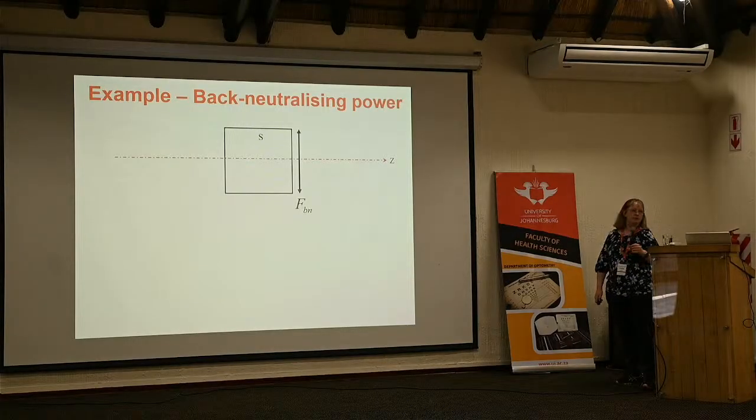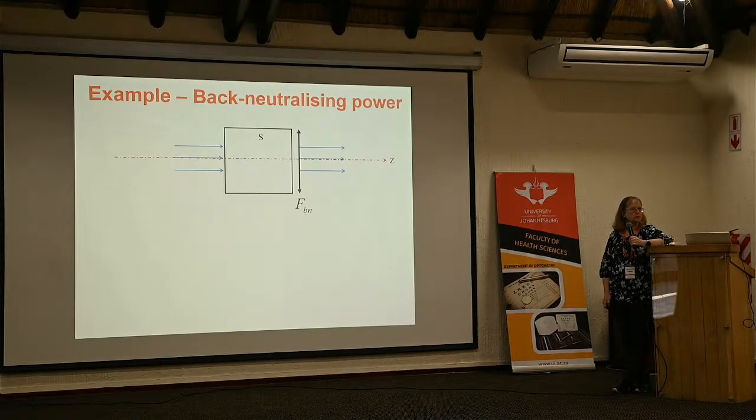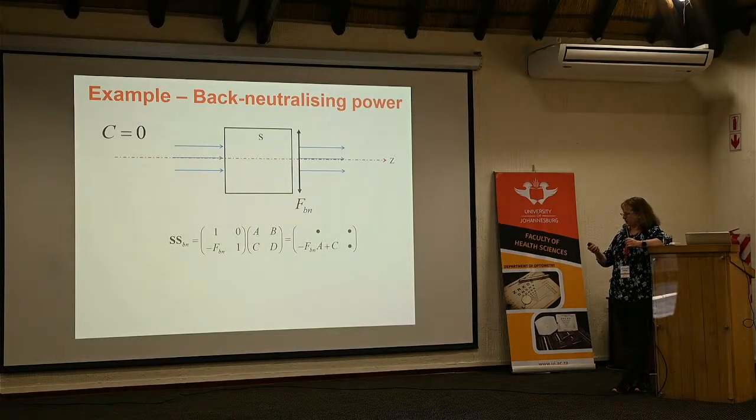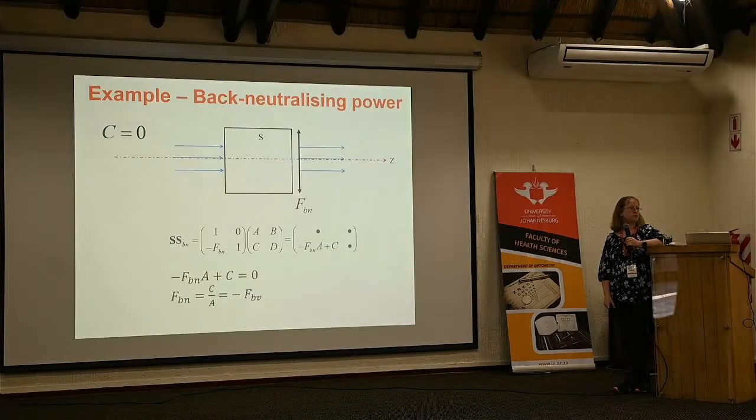All right, let's have a look at some of the derived properties. I'm going to start with back neutralizing power. This is going to be any optical system. For neutralization, we need to set C equals 0 because we want to end up with an afocal system. We set up our system, multiply in reverse, and solve for C. The back neutralizing power is simply C over A, and of course our back vertex power will be the negative of the back neutralizing power. So we've done 2 in 1.